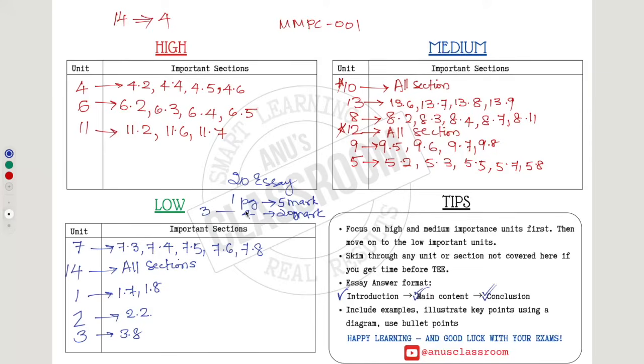3 to 4 pages I will write for 20 marks. That is because I can cover that much with my handwriting, the key points. By the time I write with examples, illustrations and all those things, it comes to 3 to 4 pages. But say your handwriting is very small, then it will be very difficult for you to cover these 3 or 4 pages, correct? So in that case, don't go with this page count.